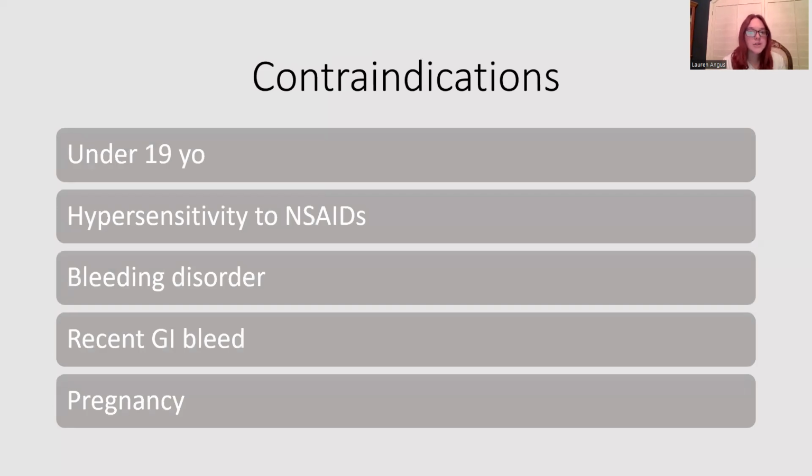Your contraindications of aspirin. So usually you don't want to take aspirin if you are under 19 years old. If you have a hypersensitivity to NSAIDs, that usually isn't very good either. If you have a bleeding disorder, so if your blood's already escaping very well from your body, obviously you do not need to add an antiplatelet to it. You will just keep bleeding more and more. Recent GI bleed, those are very harmful if you also add an antiplatelet on top of it. And it is also not recommended in pregnancy unless you're experiencing preeclampsia. In some of those cases, you may take aspirin.